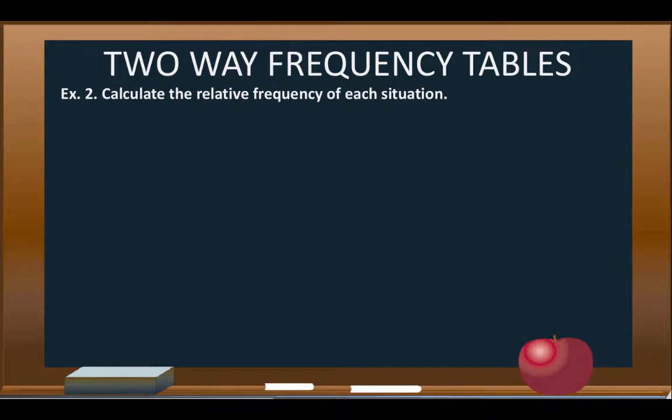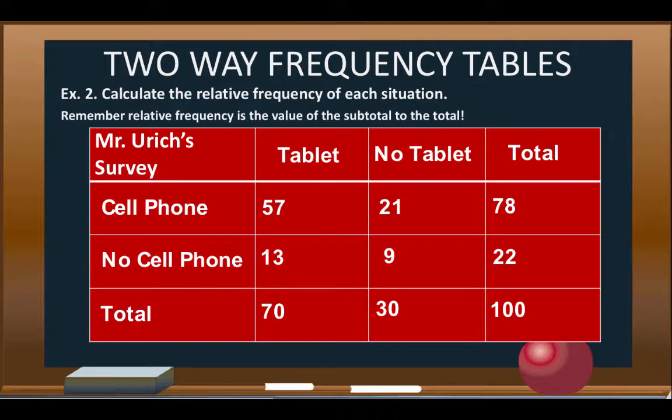All right, moving on to the next part of this example. Now we're going to calculate the relative frequency of each situation. So first of all, remember that relative frequency is the value of the subtotal to the total. So here we have the table that we just made on that previous slide. And so we're going to take the subtotal to the total.